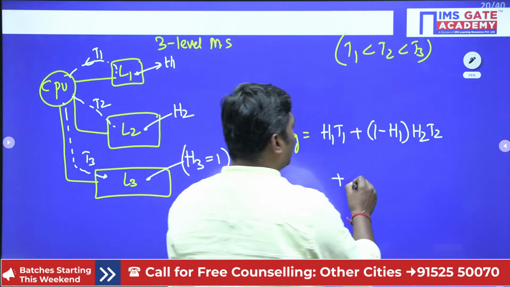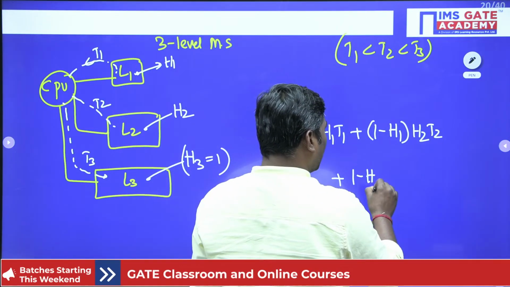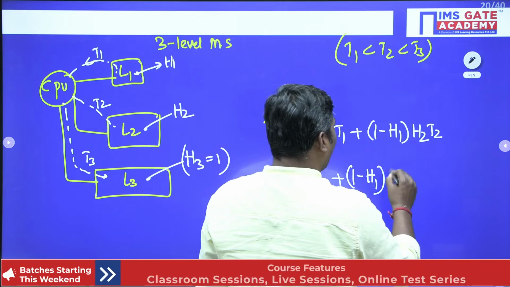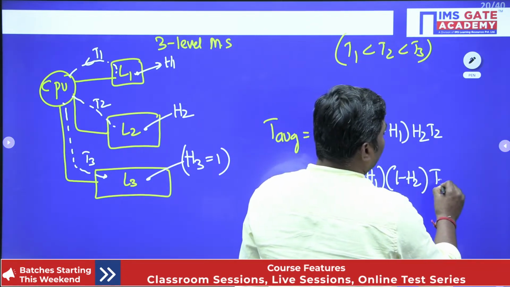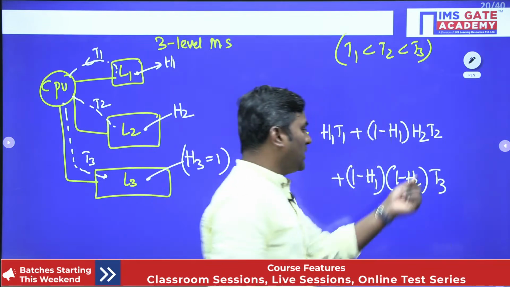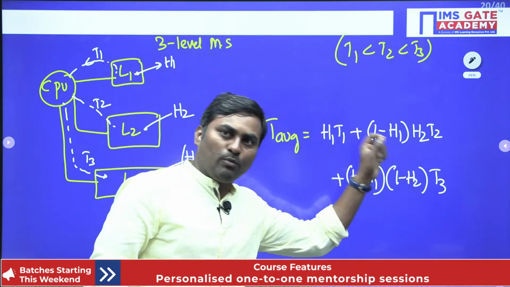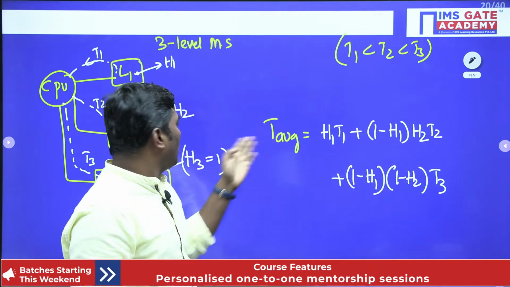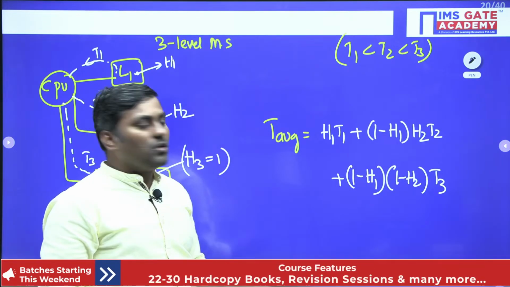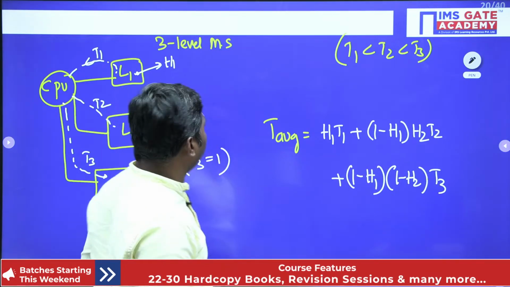Yes or no? Next, the third case: level 1 is a miss, level 2 is also a miss, then definitely it will be available in level 3. So is it required to write H3? If you write H3, no impact. If you don't write H3, no impact, because the H3 value will be 1 by default. So this expression gives this, you understand?